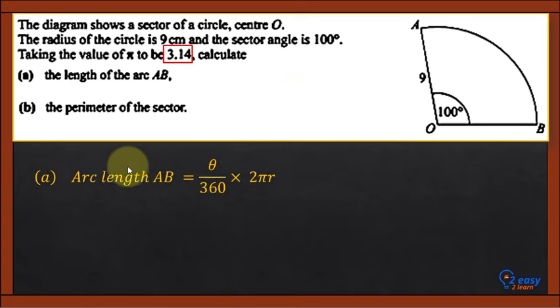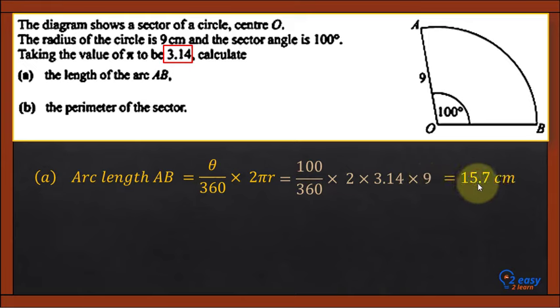Part A, arc length. You must know the formula of arc length, theta over 360 times 2 pi r. So value of theta is 100 and the radius is 9. Plug in these values in this formula. 100 over 360 times 2 times 3.14. 3.14 is given in this question, so put this value, and r is 9. Solve this and your answer is 15.7 centimeters. So length of arc AB is 15.7 centimeters.